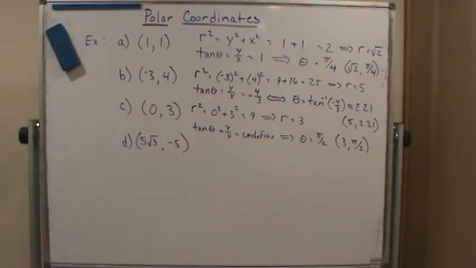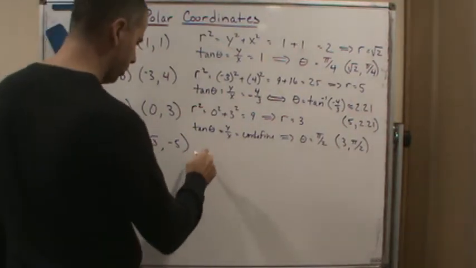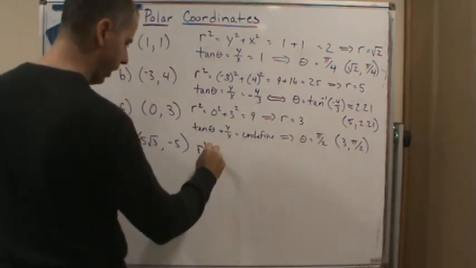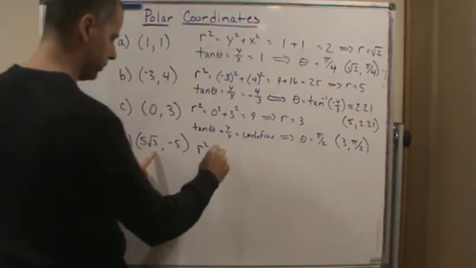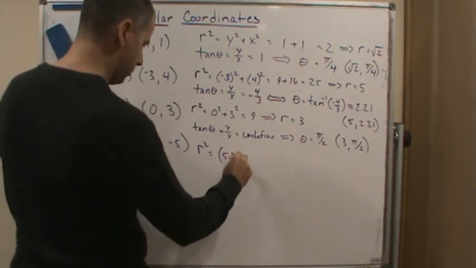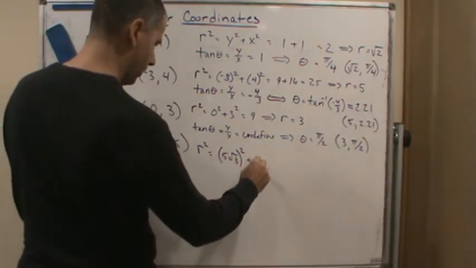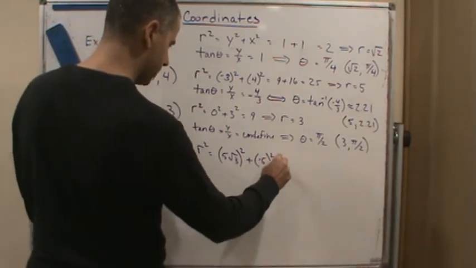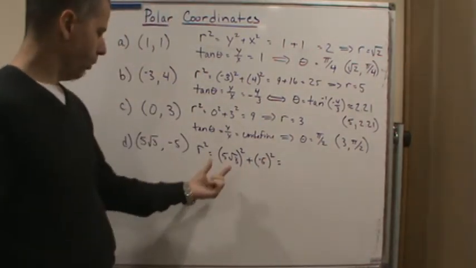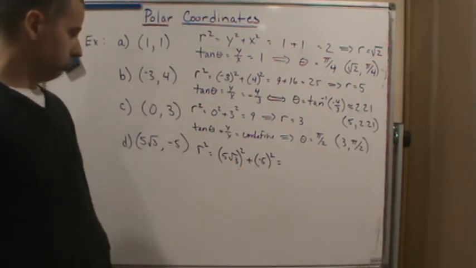So now the next one, we have what? x is 5 root 3, and y is -5. So again, let's do the same thing. We're going to do r squared equals 5 root 3 squared plus -5 squared. And so what does that equal?